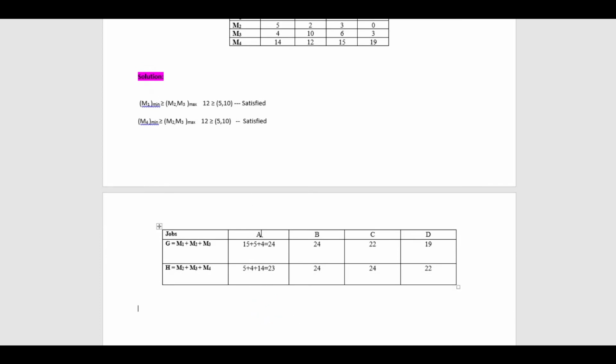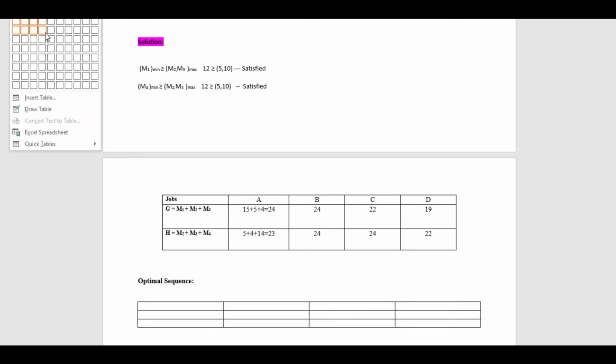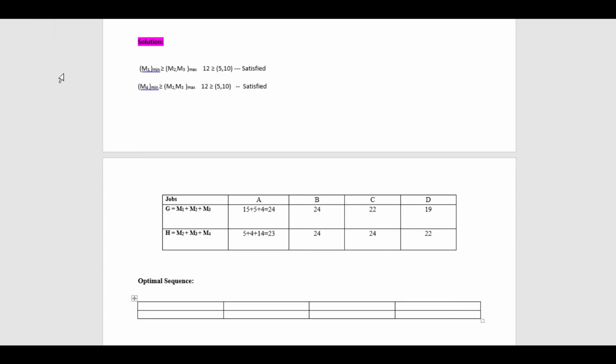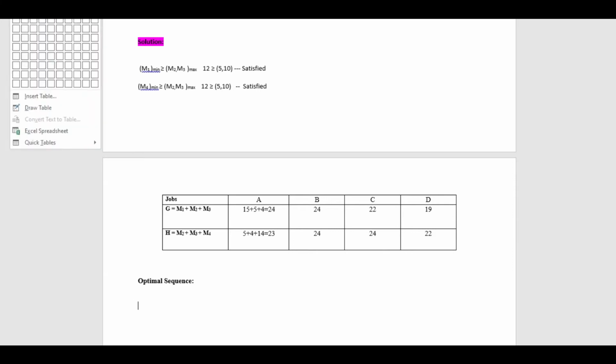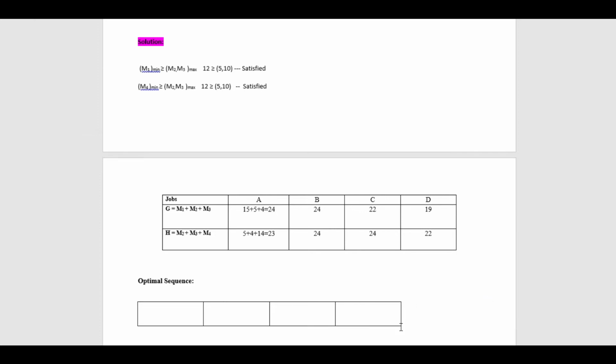Now find out the optimal sequence. Based on these values we have to find the optimal sequence. Here there are 4 jobs, so I'm going to make a box of 4, as we did in the previous problems.